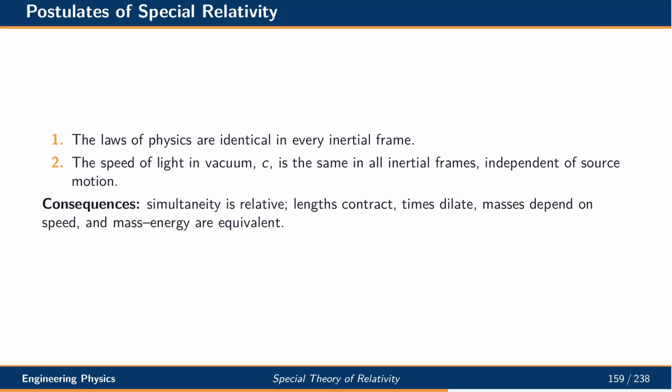Special relativity rests on two postulates. First, the laws of physics are the same in every inertial frame. Second, the speed of light in vacuum is the same in all inertial frames, regardless of the motion of the source. These simple statements have profound consequences. Simultaneity becomes relative, lengths contract, times dilate, and mass and energy turn out to be equivalent. These effects, though tiny at everyday speeds, are essential.